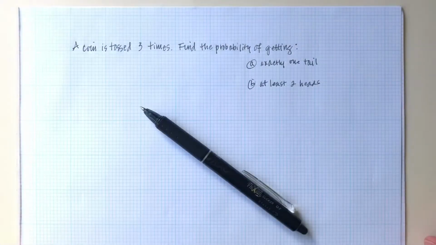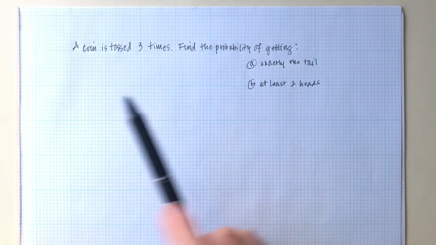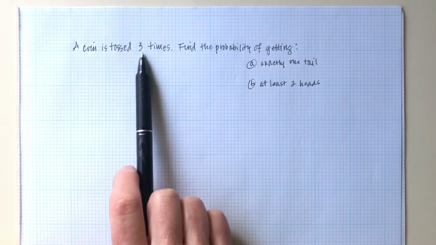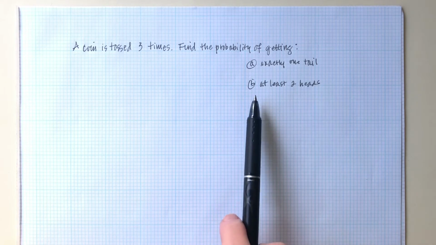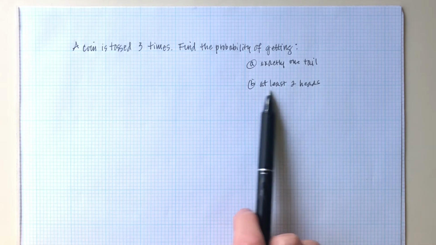Hi everyone, in this video I'll show you how to do a probability problem involving a coin tossed multiple times. So here's our setup. A coin is tossed 3 times. Find the probability of getting exactly 1 tail and also the probability of getting at least 2 heads.